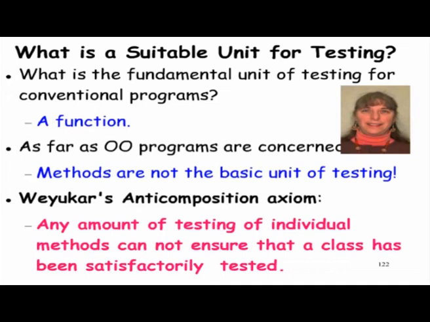A suitable unit of testing for procedural programs is a function. By the same analogy, we should have methods as the basic unit of testing, but then not really, and that is indicated by Weyuker's anti-composition axiom. If we interpret the anti-composition axiom for object orientation, it says that any amount of testing of individual methods cannot ensure that a class has been satisfactorily tested.